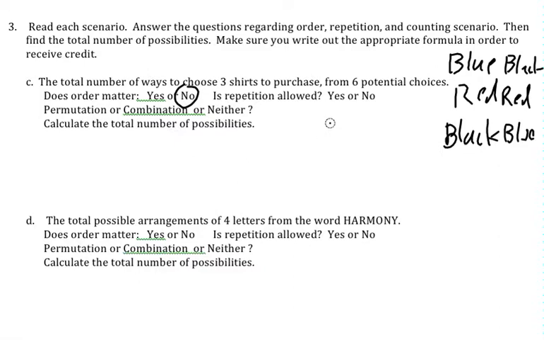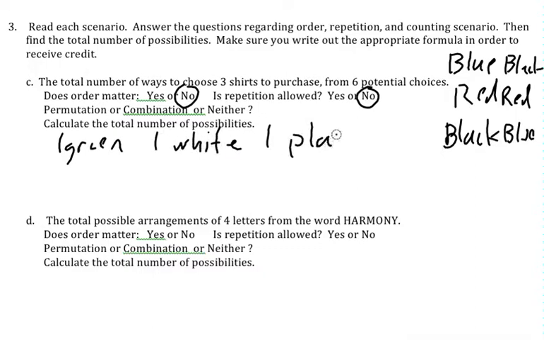Is repetition allowed? Let's go ahead and say no. I actually do think I should have made the instructions a little more clear. We have 6 choices and we need to choose 3. So we are not going to buy 3 blue shirts. There's 1 blue, 1 red, 1 black, and maybe even 1 green, 1 white, and we'll go with 1 plaid. Right? So those are our choices. It could have been more clear.